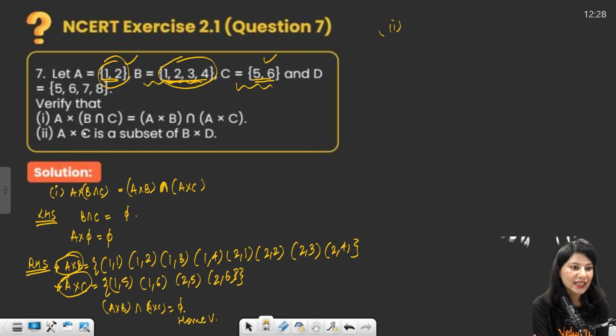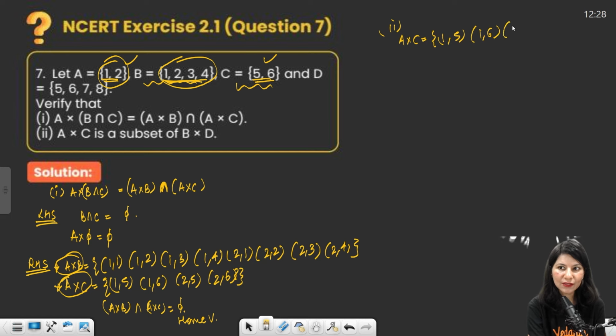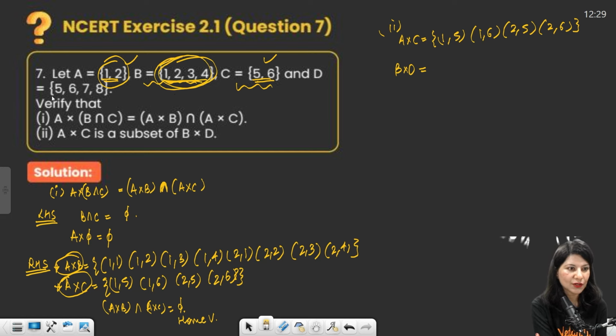The second part is still there. A cross C is a subset of B cross D. A cross C, I have already calculated for the previous part. We can just copy it right away: (1,5), (1,6), (2,5), and (2,6). Correct. Now B cross D. So this is your B and this is your D: 5, 6, 7, 8. All right. Okay, so B cross D.